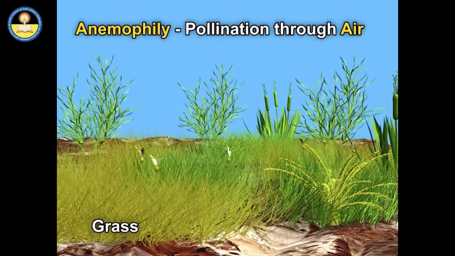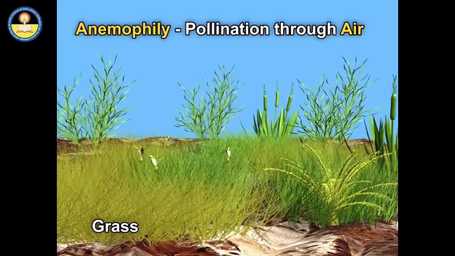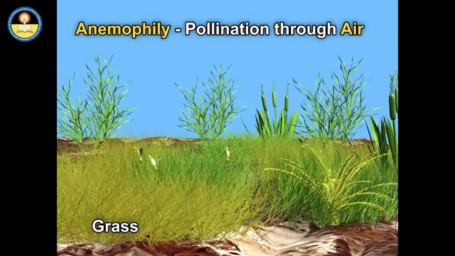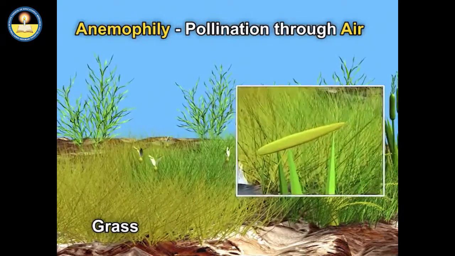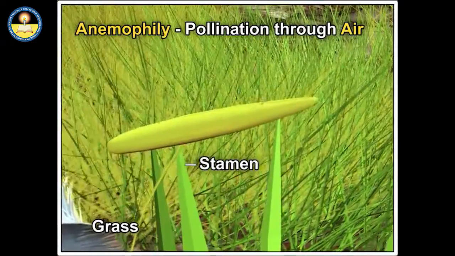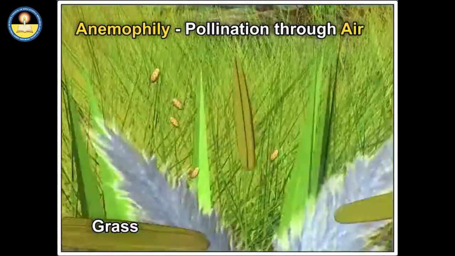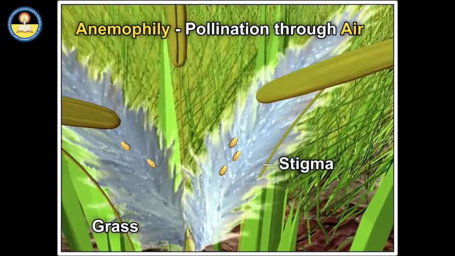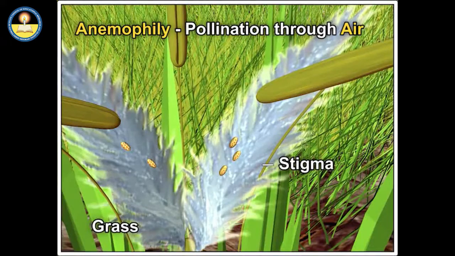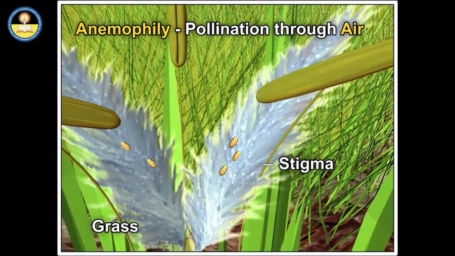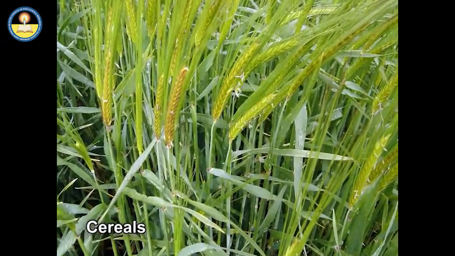The pollen grains are light, smooth, dry and not easily wetted by rain and are produced in enormous quantities. Stamens are freely exposed with versatile anthers. The stigmas are large, feathery and well exposed to catch the pollen grains. Example: cereals.